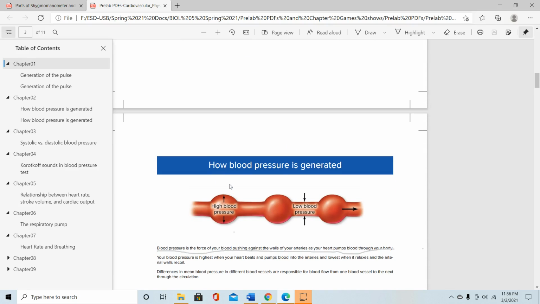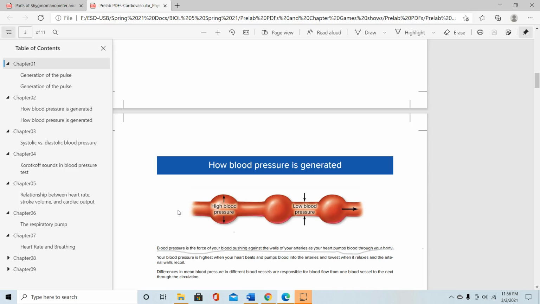So now blood pressure. Blood pressure is the force exerted by blood after our heart contracts. Okay. So blood pressure is the force of your blood pushing against the wall of your arteries as your heart pumps blood through the body. So let's see here.